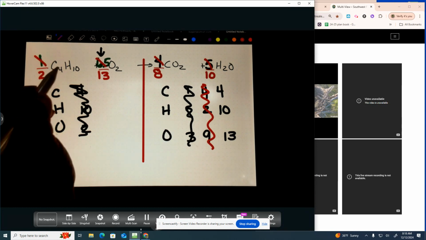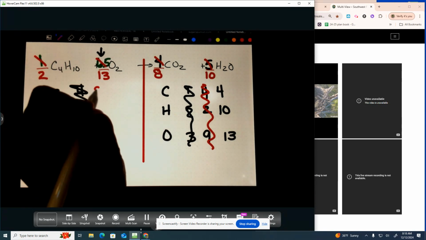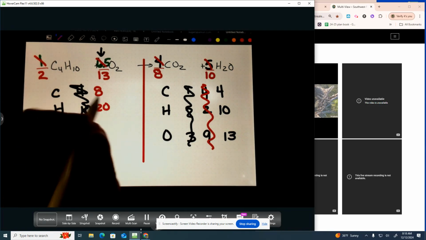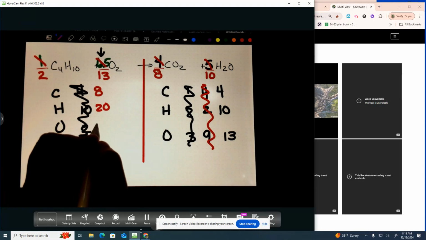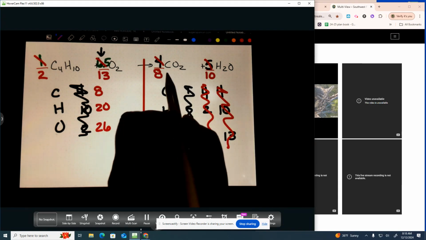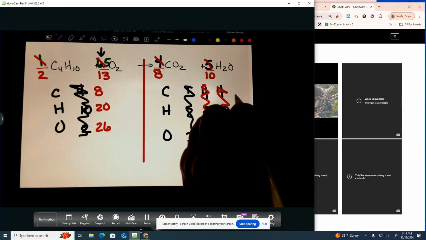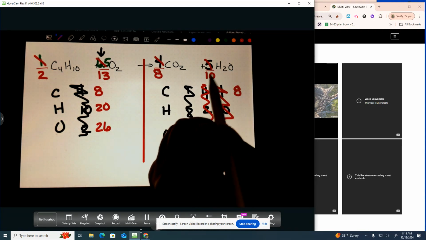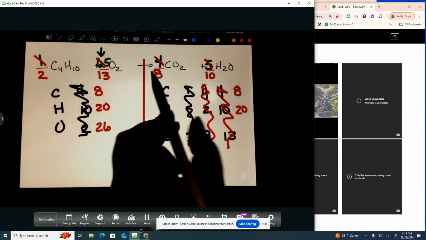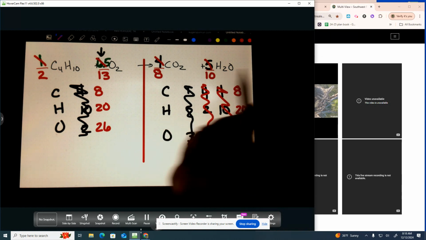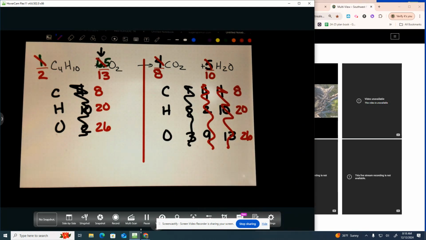If I've got 2 in front of this, how many carbons do I have? 8. How many H's do I have? 20. How many oxygens do I have? 26. Okay, now let's make sure this side matches. How many carbons do I have here? 8. How many oxygens? Oh, I'm sorry, do the hydrogens first. 10 times 2 is 20. And then 8 times 2 is 16, plus 10 more is 26.